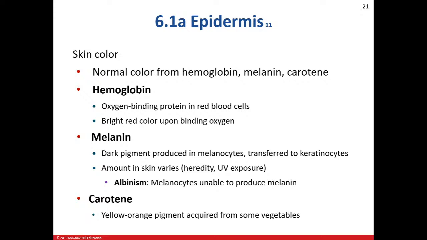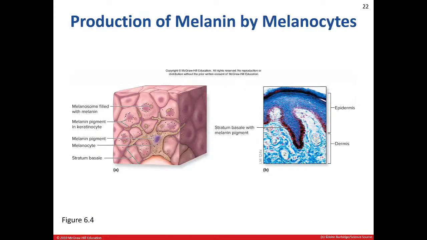And then we've got carotene. Carotene is a yellow-orange pigment that comes from certain vegetables. We mention it here. If you eat an abundance of carrots, and by an abundance I mean really an excessive number of carrots, it can change your skin color and make it more yellowish orange. Here in the cartoon, you can see a melanocyte producing those little granules of melanin pigment and passing that on to the nearby keratinocytes.